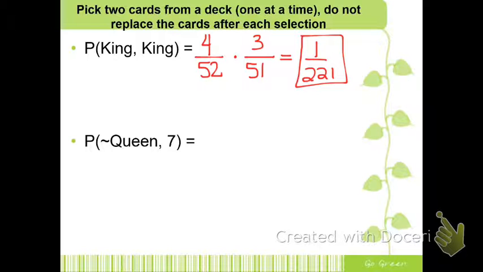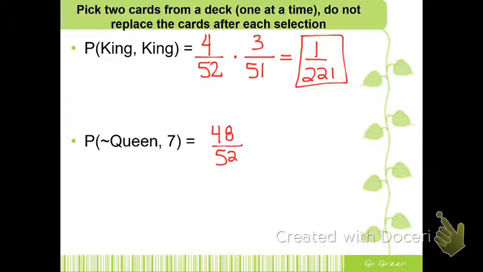The probability of not drawing a queen and then drawing a 7, this is a little bit more complicated. So the probability of not drawing a queen, if you remember from last time, was that there are 52 cards in the deck total, 4 of which are queens. So if you do 52 minus 4, there's 48 left over that are not queens.